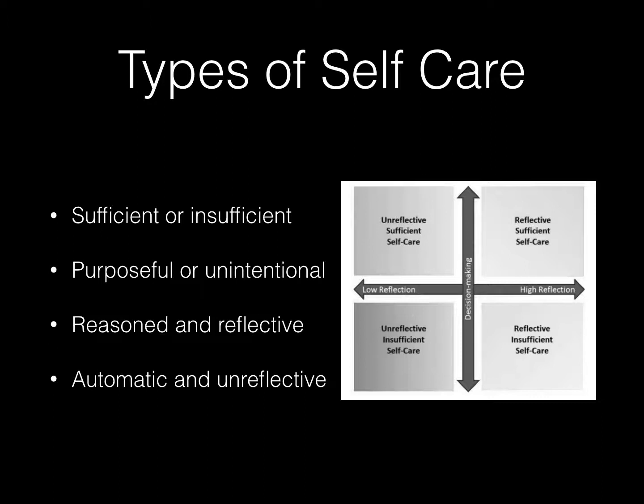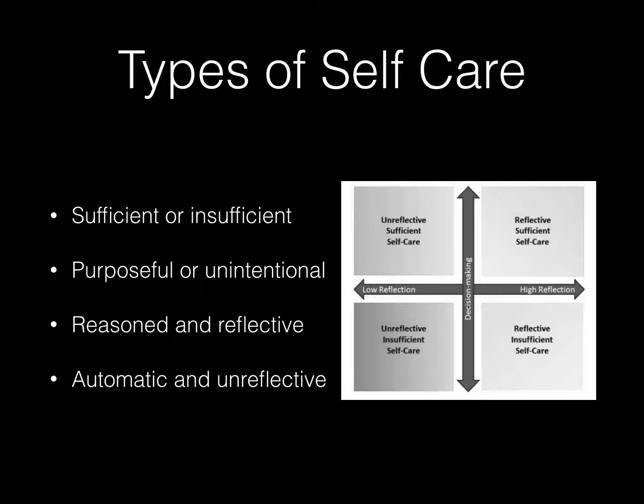So types of self-care are shown on this slide. There are several different types. Self-care may be sufficient or insufficient, purposeful or unintentional, reasoned and reflective, or automatic and unobservant. Patients with little knowledge or poor understanding of their care will perform little self-care of any quality, like in the bottom left. And then there are the patients who will provide great care, but they don't reflect or observe their outcomes, like the top left. For example, patients who take their blood sugar but don't know why, or they're taking their meds but don't know what they're for.